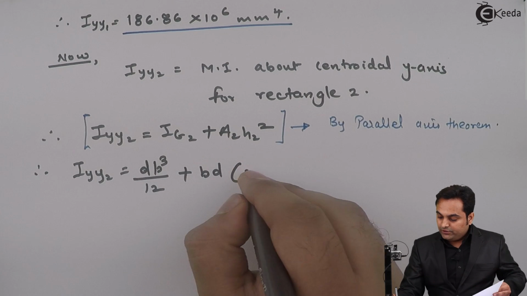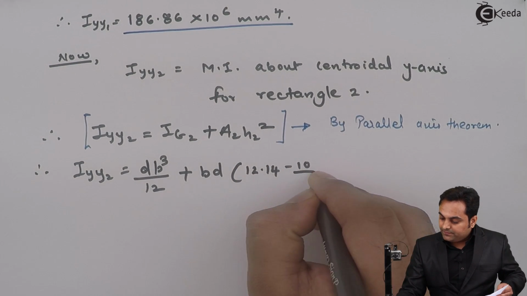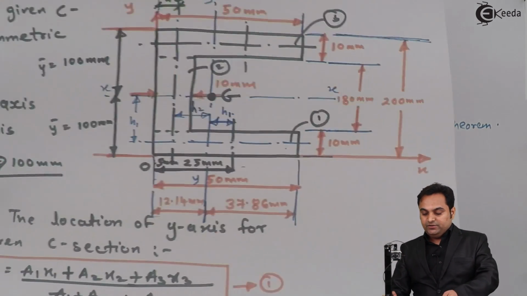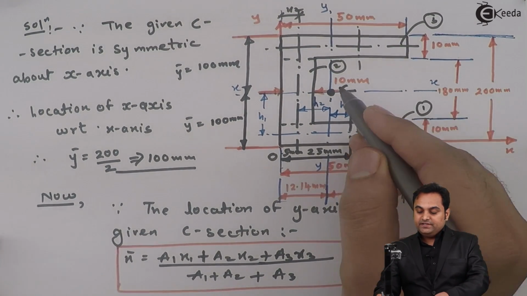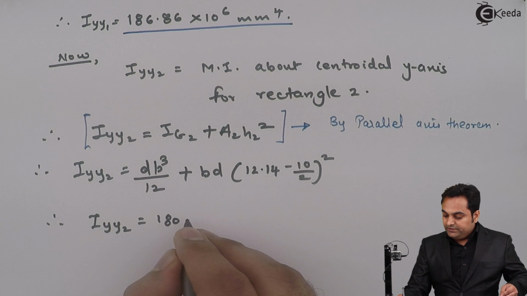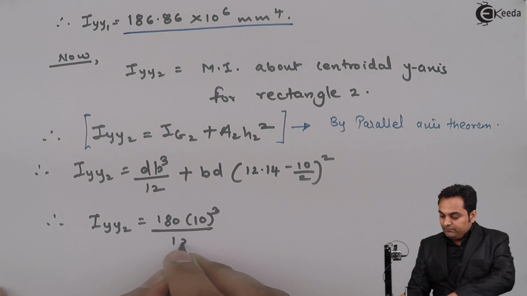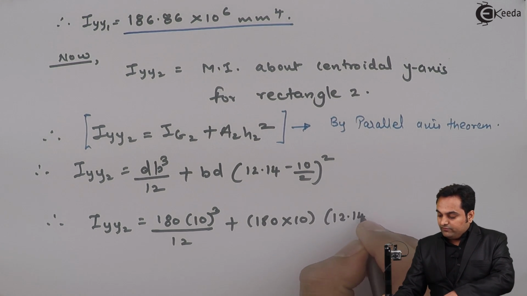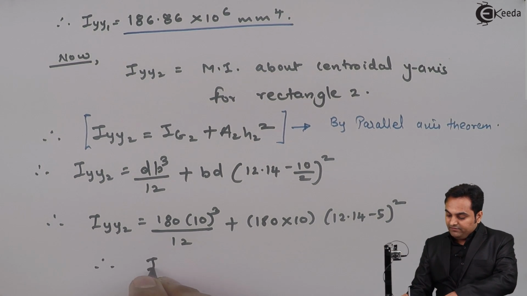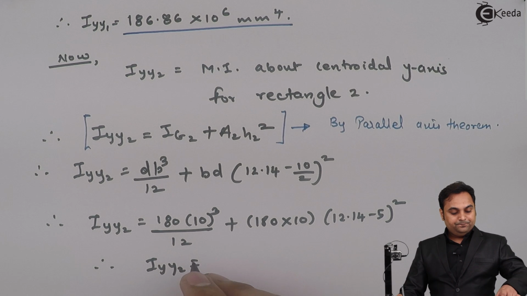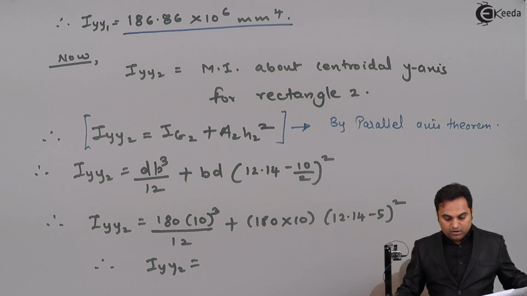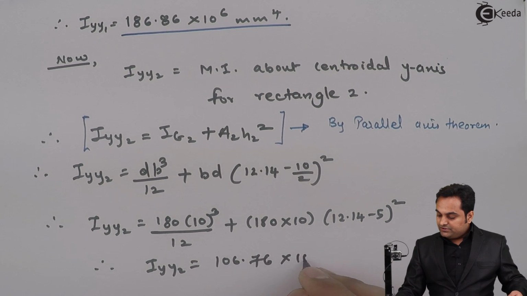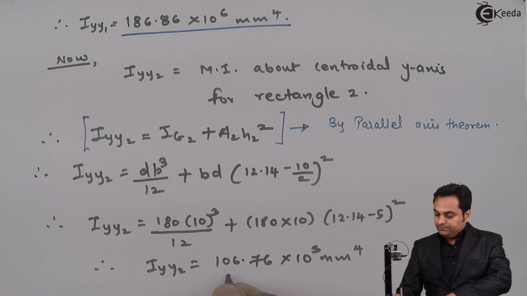So it is 12.14 minus half of 10 square. So Iyy2 will be D and B values. Here D is 180 and B is 10. So 180 into 10 cube divided by 12 plus 180 into 10, 12.14 minus 5 whole square. So Iyy2, the answer comes out to be 106.76 into 10 raised to 3 mm raised to 4.